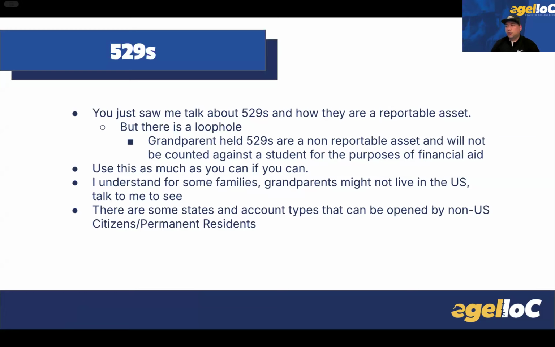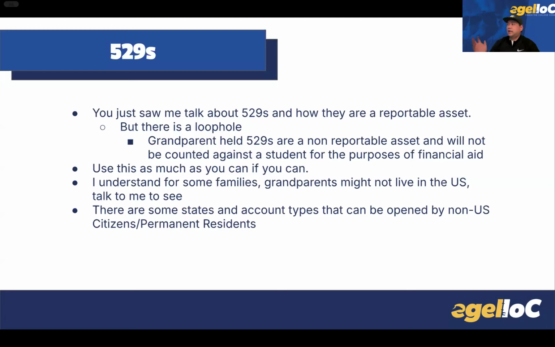But there is a loophole here that I do want to let families know about. If a grandparent holds it, or if someone else holds a 529 for the benefit of your student, it is not a reportable asset for the purposes of financial aid. So it will not affect your financial aid. Use this as much as you can if you can.